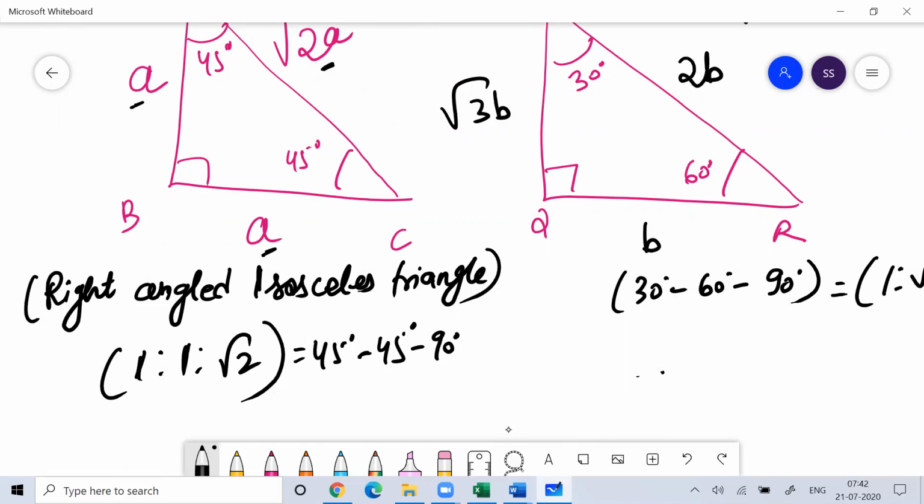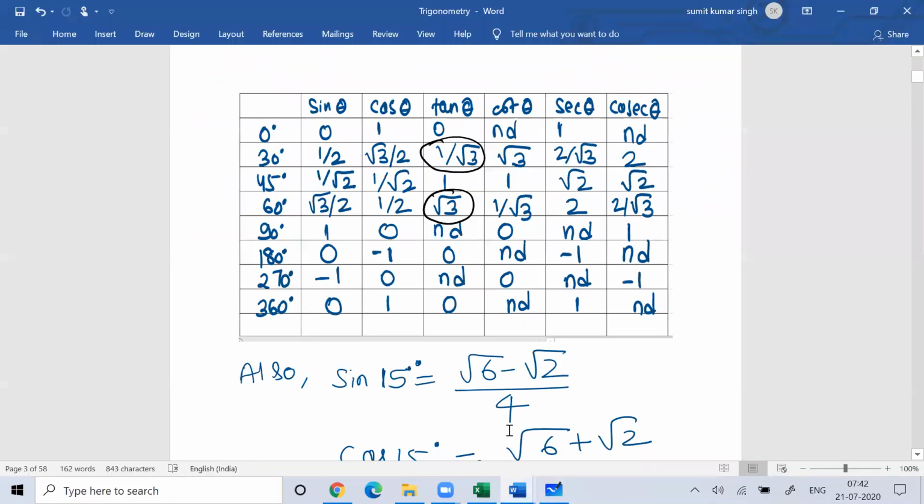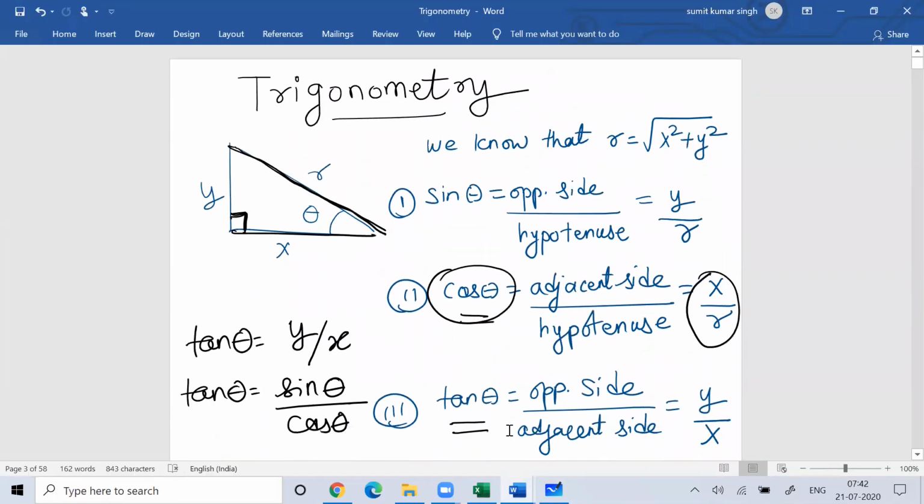So 45 degree, 30, 60, 90 degree are very common angles that you will find whenever you work on right angle triangle calculations. You can keep this in your mind. Okay, now discussing the angles.